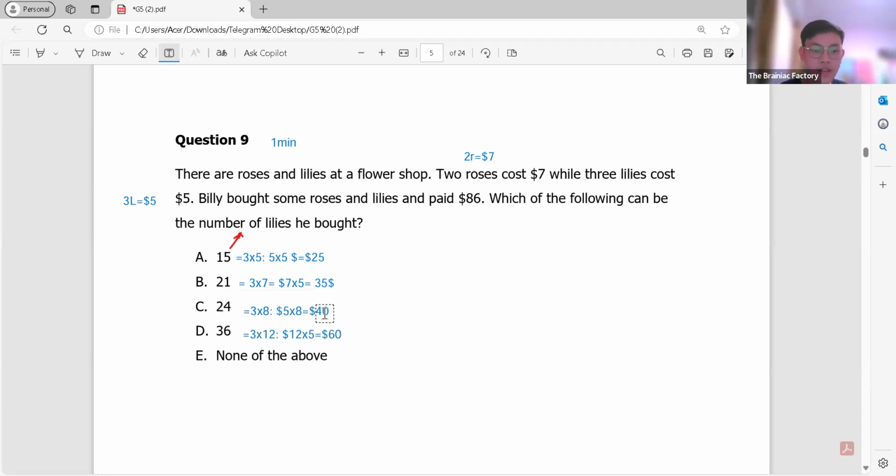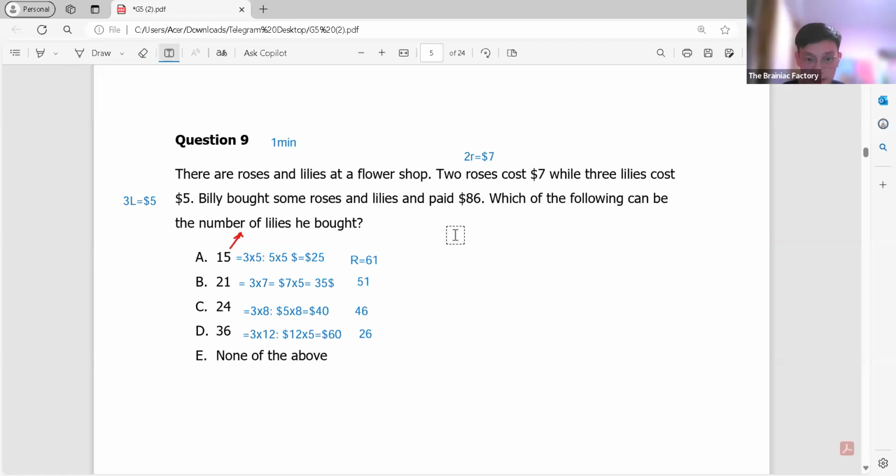So we have 25, 35, 40, and $60. So we can get the rose price. It's going to be 86 minus 25, which is 61, I guess. Yeah. If you spot any mistake, please tell me immediately, sorry. So 86 minus 35 is going to be 51. This one is 46, and this one is 26.